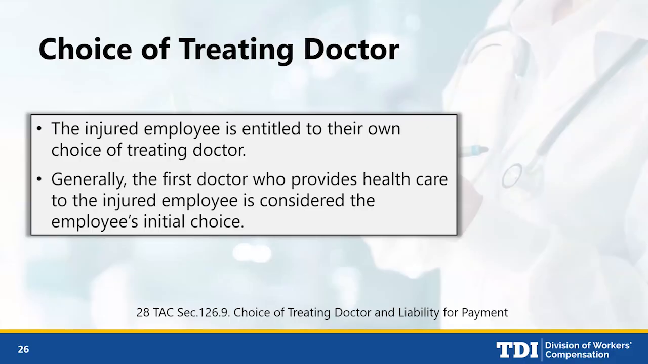So, choice of treating doctors, the injured employee has the right to choose their treating doctor. So usually, again, it's going to be the first doctor that provides care to this person becomes their treating doctor. For network claims, injured employees must select from the network panel of contracted doctors, and those panels may or may not include chiropractors. So if you want more information about the process of choosing a treating doctor, it'll be in the Texas Administrative Code 126.9.